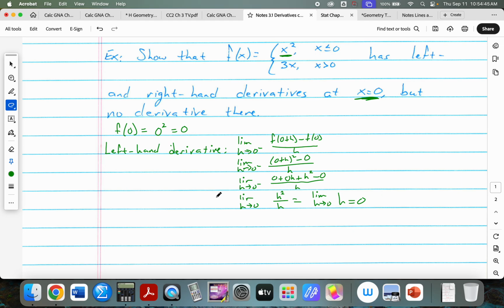So now let's find the right-hand derivative. The problem has already told me that this limit is going to exist, but that it's not going to be the same as the other one. So start off the same way. The limit as h goes to 0 from the right of f of 0 plus h minus f at 0 all over h.